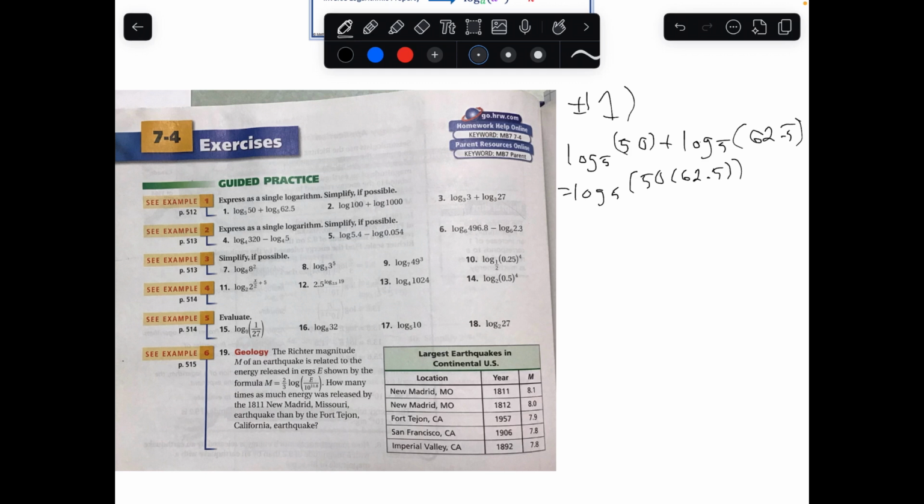Pull up my calculator. It's not cooperating. Give me just a second. Okay, got it. All right, so 50 times 62.5 is going to give me 3,125.